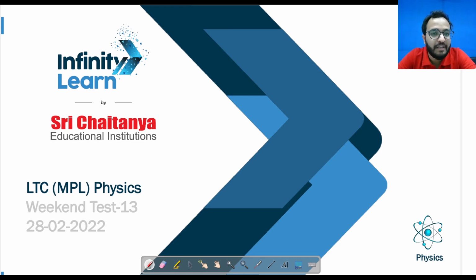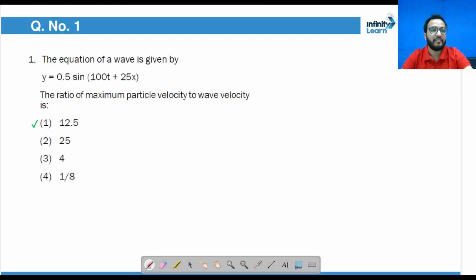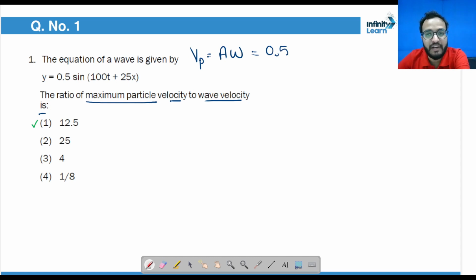Let's quickly begin with the first question. The equation of a wave is given by 0.5 sin(ωt + kx). Everything is given here. What they are asking is the ratio of maximum particle velocity to wave velocity. The maximum particle velocity is amplitude into omega, so it will be 0.5 into omega. Omega, as we can see from ωt + kx, is 100, so this is going to be 50.